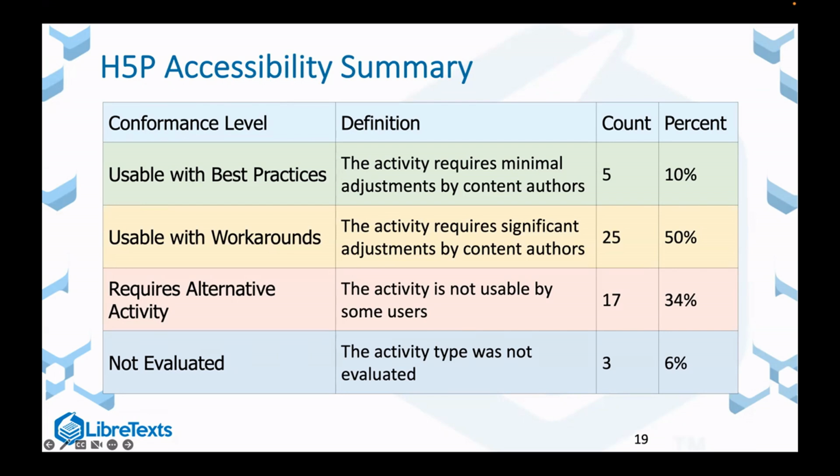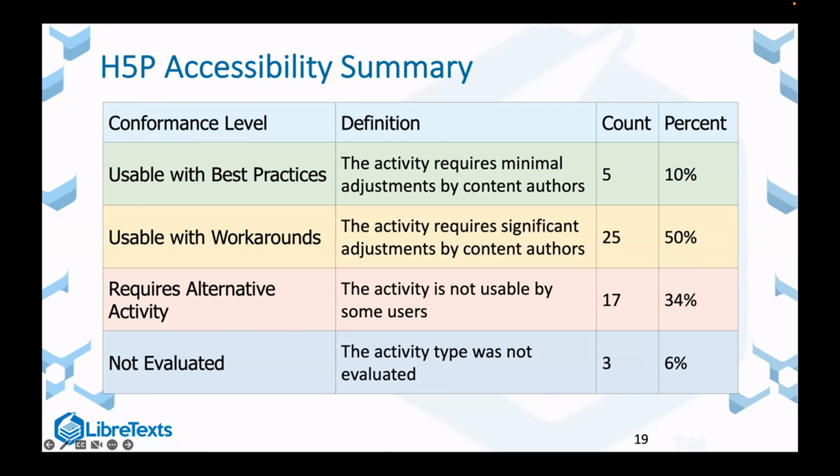That might be specific to users who require magnification support, or users of screen reading software, for example. Or it may be users of the keyboard alone, users who would not be using the mouse, for example, to interact with an activity. And then not evaluated is defined as the activity type was not evaluated. We're trying to be very explicit as possible here.